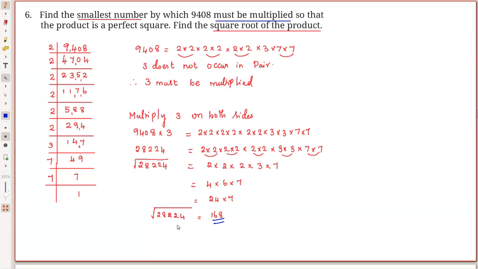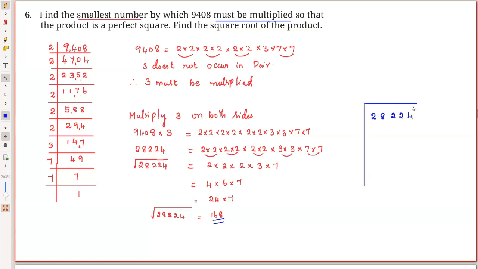Okay. So for this, if you want to check, we'll just check the long division for 28,224. Long division, how it works. So first we are going to write 28,224. For explaining the long division concept, I am just taking this number. Otherwise this is no need.